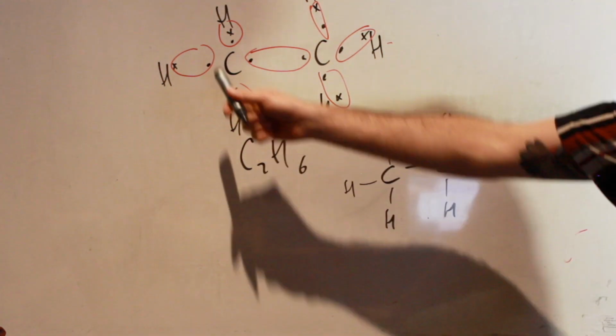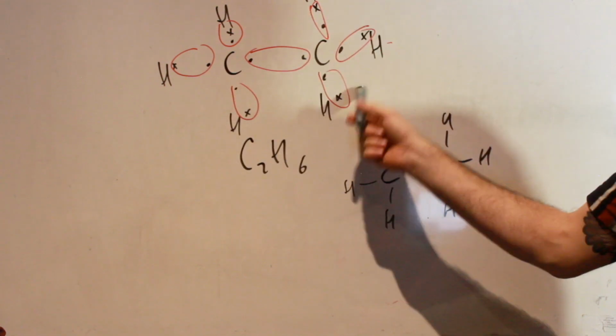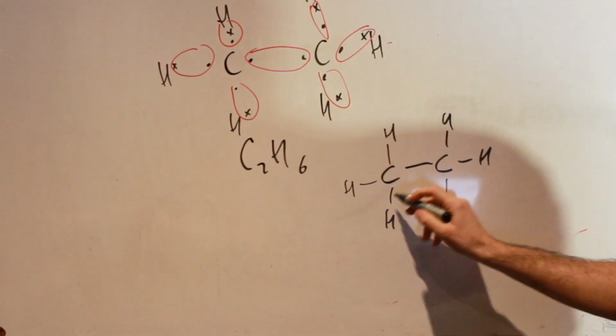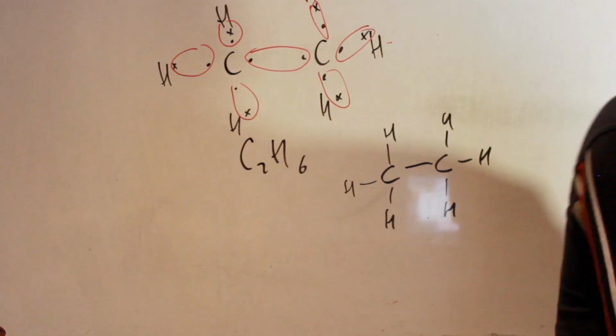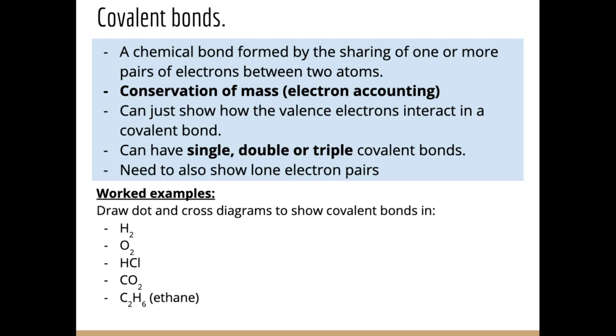C2H6. Let's double check our electrons. We started with 2, 4, 6, 8, 10, 12, 14. We've ended up with 2, 4, 6, 8, 10, 12, 14. 14 electrons in each case. So dot and cross diagrams to show covalent bonds.